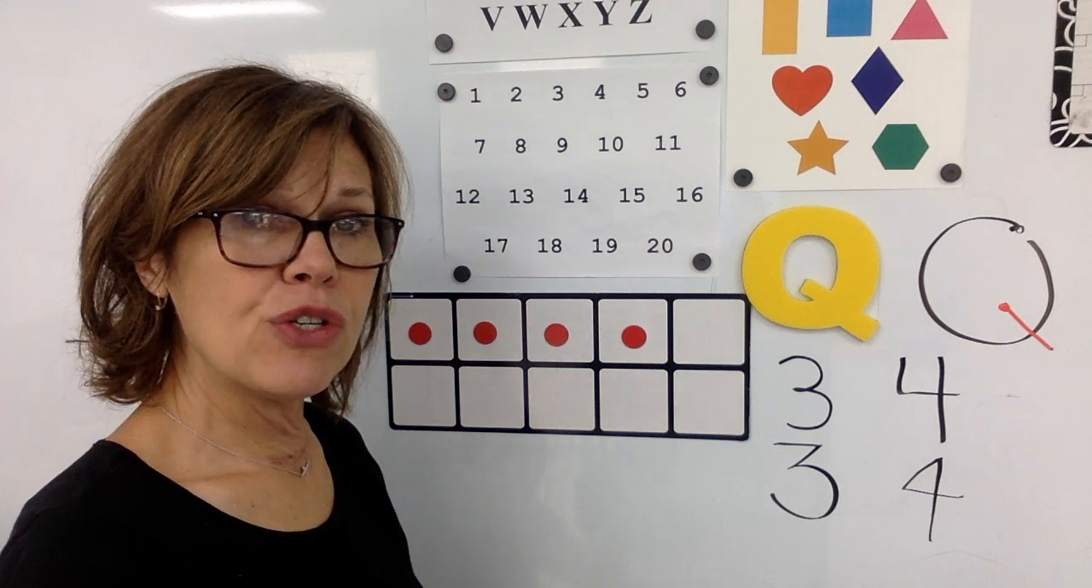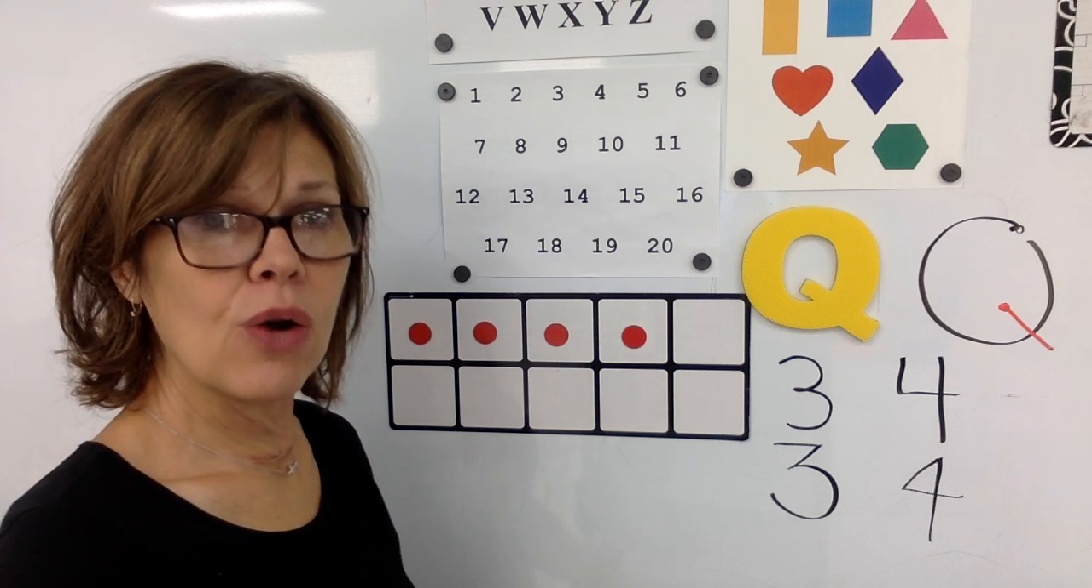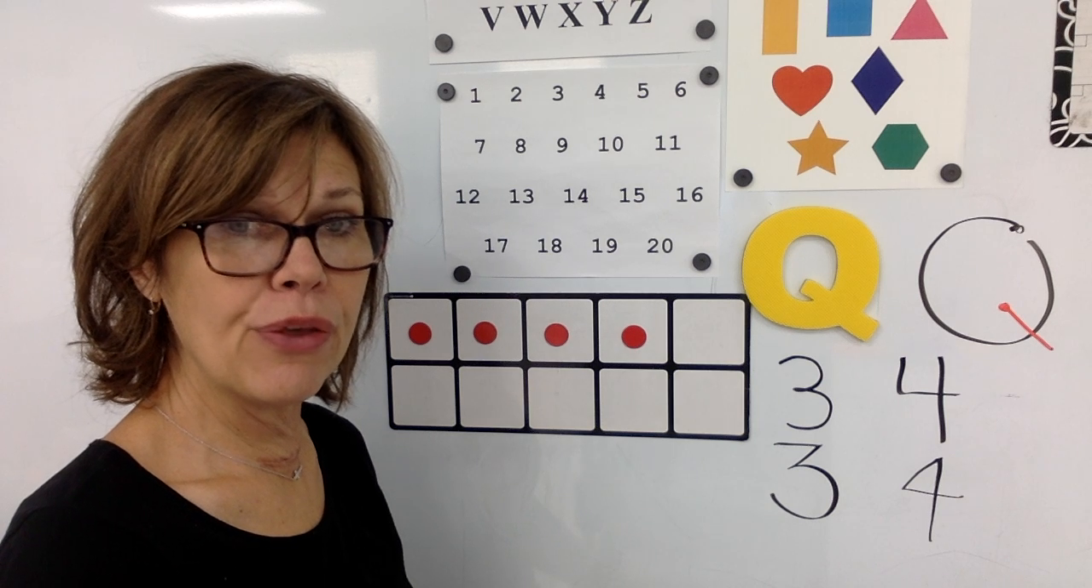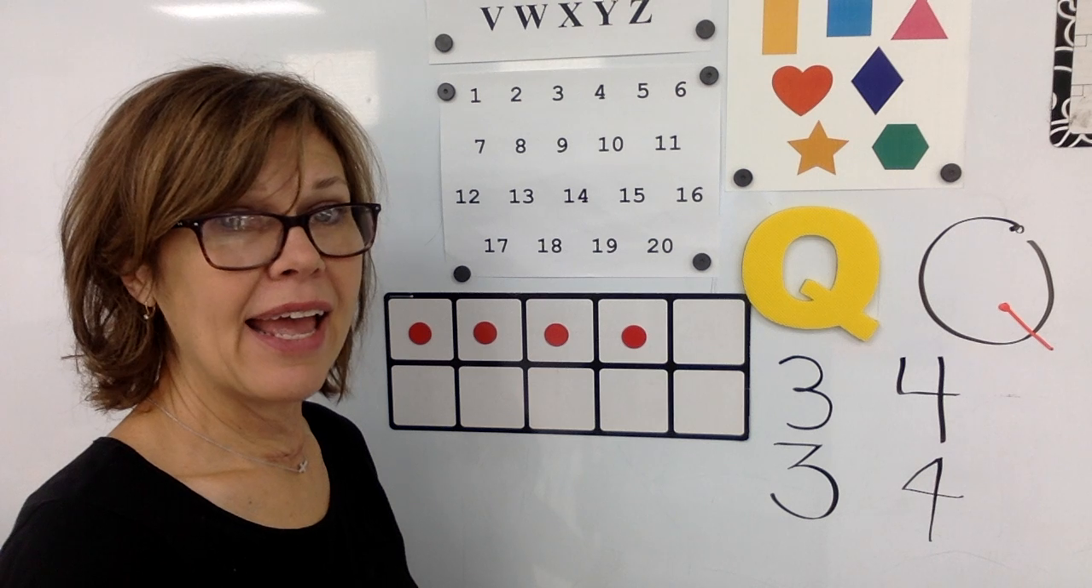All right, so today I want you to try to get a book to read. Either read it yourself by looking at the pictures or have an adult read the book with you and practice writing your name and the letter Q and counting to 20.